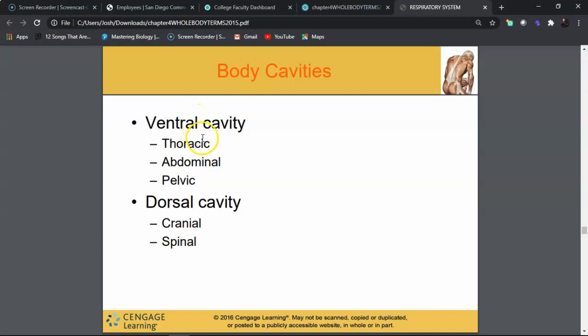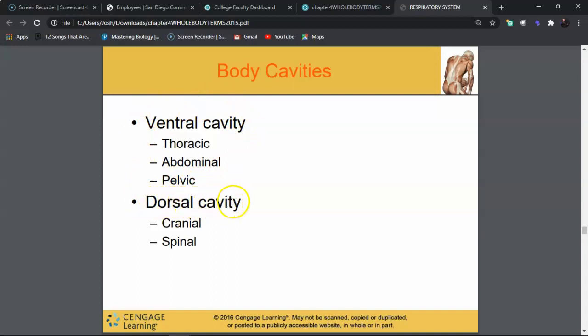And so when we look at the different cavities that are ventrally located, we are dealing with the thoracic cavity, which has the lungs and the heart, as well as the great vessels that come out of there. We also have the abdominal cavity that holds most of our abdominal organs. And then we have the pelvic cavity, which holds the urinary organs, as well as the ovaries and uterus, or prostate and all of the male organs, okay? So our ventral cavities are in front.